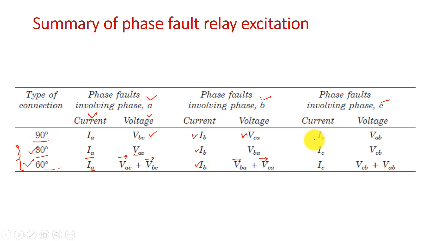Similarly, for phase faults involving phase C, the current obviously will be chosen as IC for the current coil, and for the pressure coil, for the 90 degree connection, VAB will be chosen. For the 30 degree connection, VCB will be chosen, and for the 60 degree connection, it will be VCB plus VAB, right?